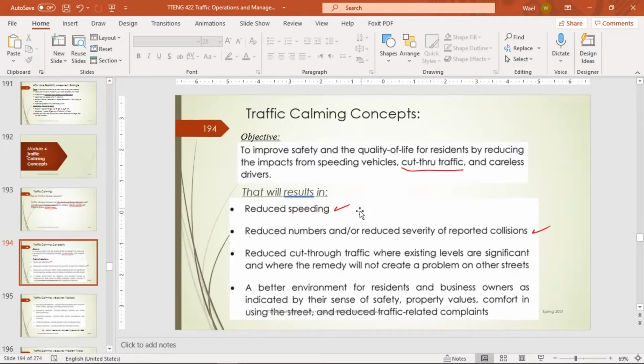So basically, when we reach that objective, this is going to be the result. We are going to have slower cars, slower traffic. The number of accidents and the severity of accidents will go down. The cut-through traffic, okay, will go down, and overall it's going to be a better environment for residents and business owners as well. So these are the expected results.